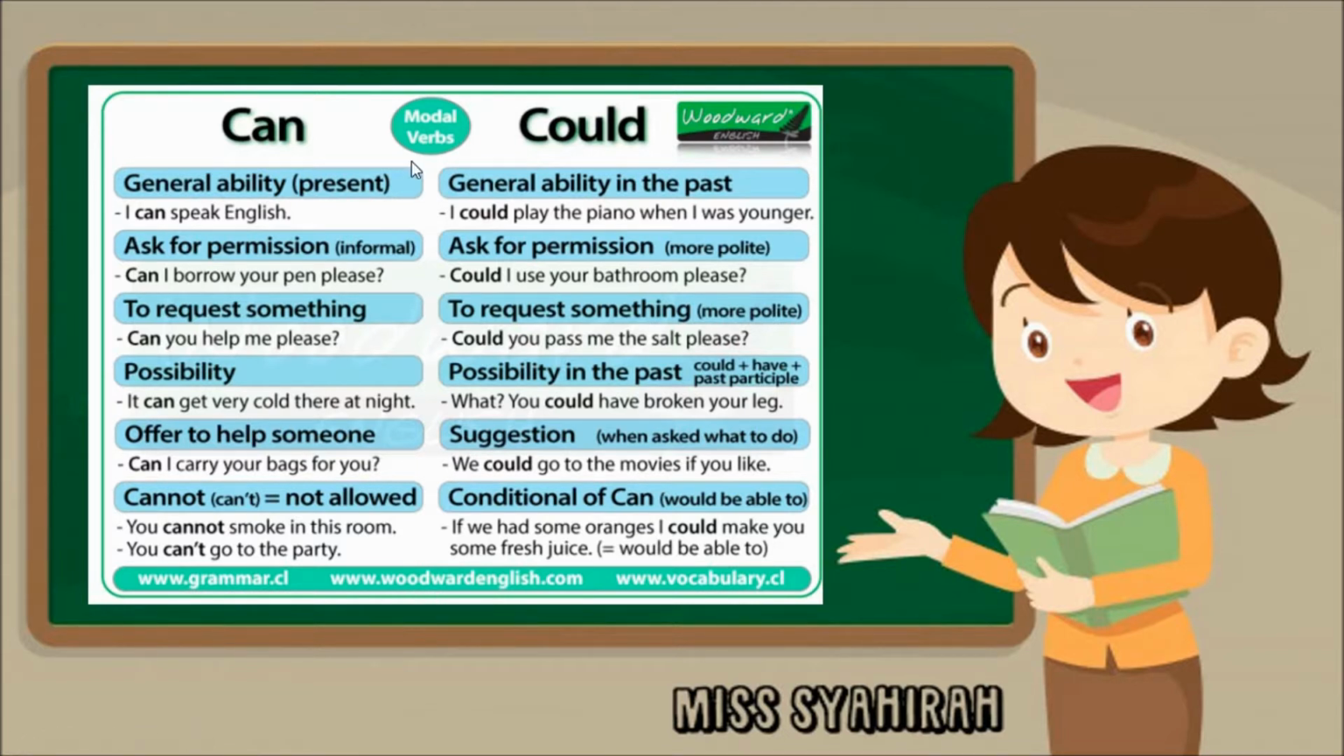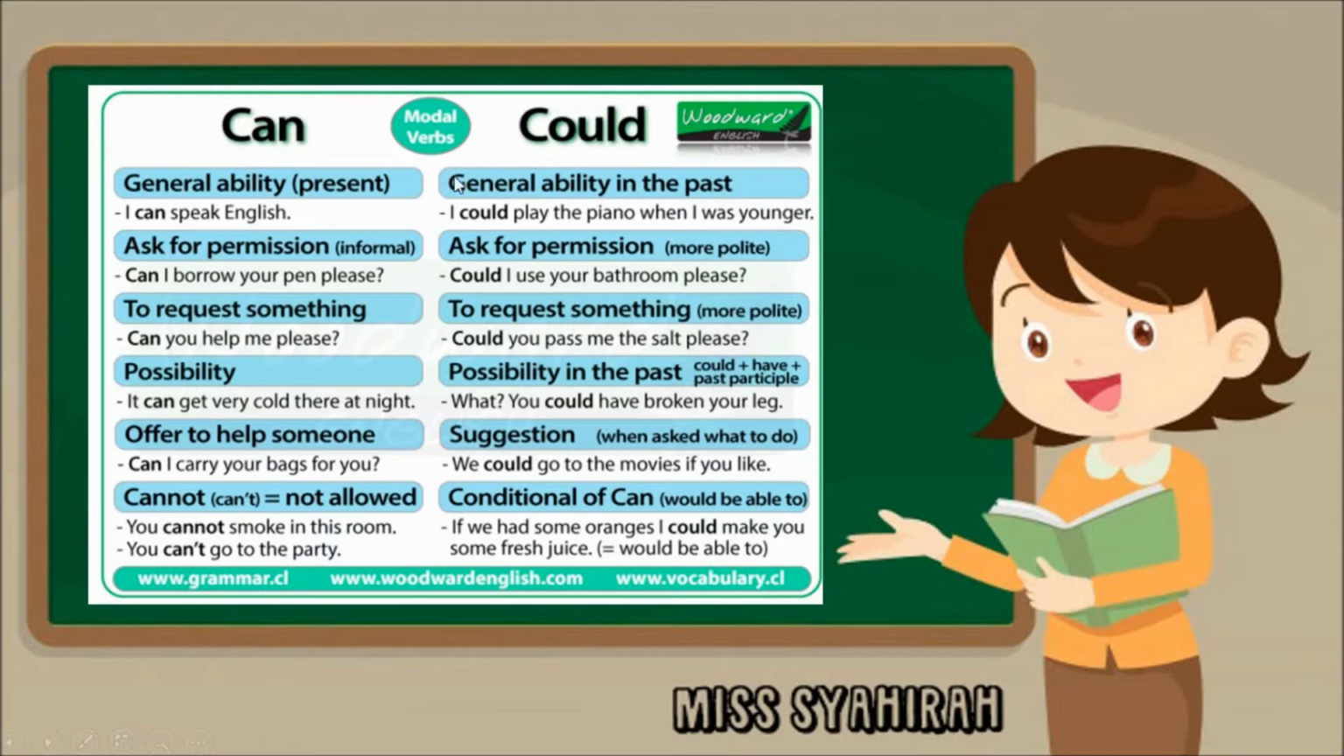So for can, general ability. So I can speak English. Present, okay? Kalau could, general ability in the past, masa lalu. So could is the past tense version of can. So could is the past tense. I could play the piano when I was younger.